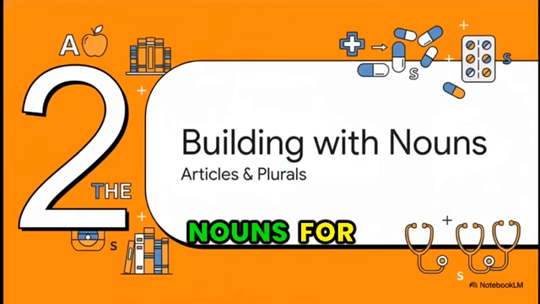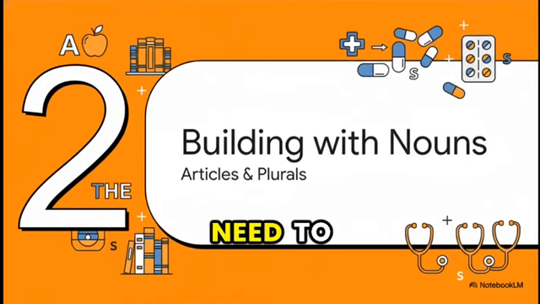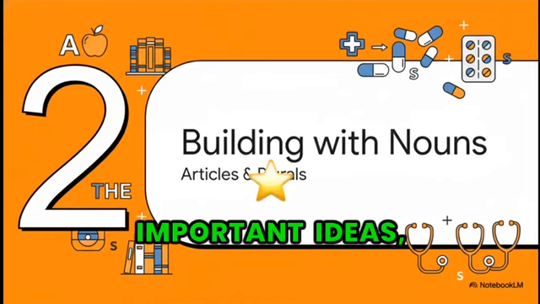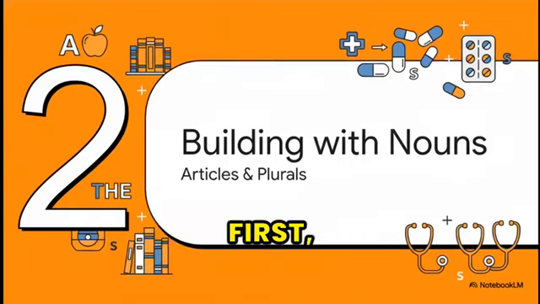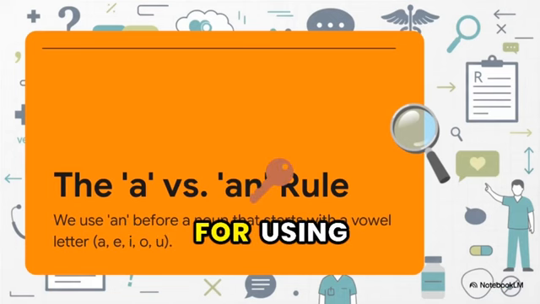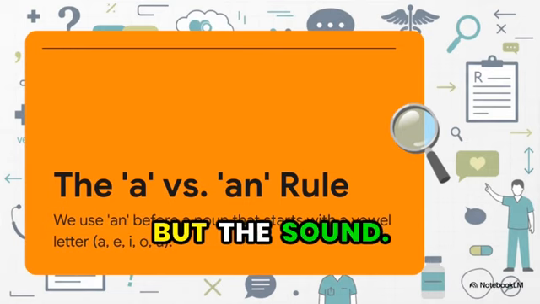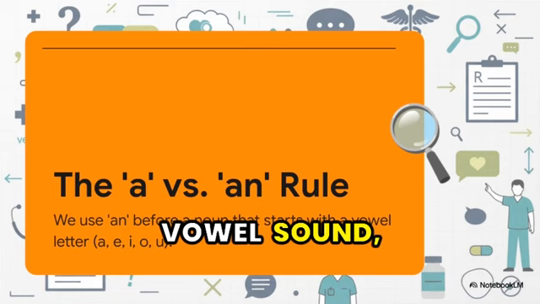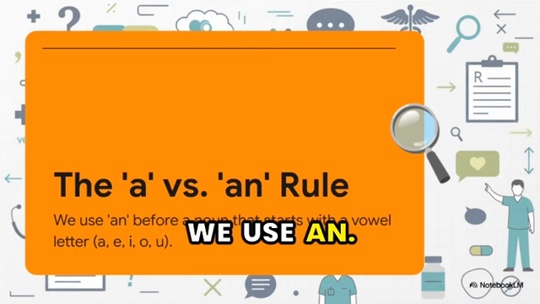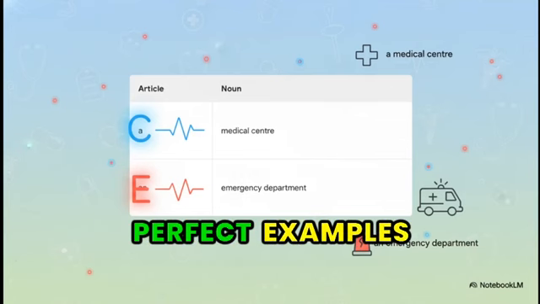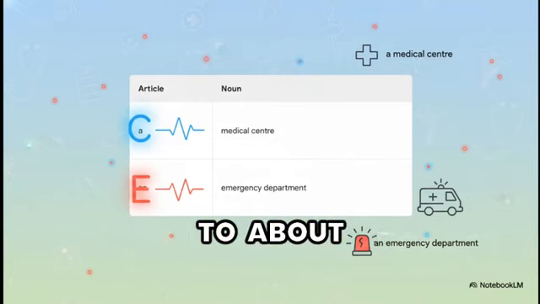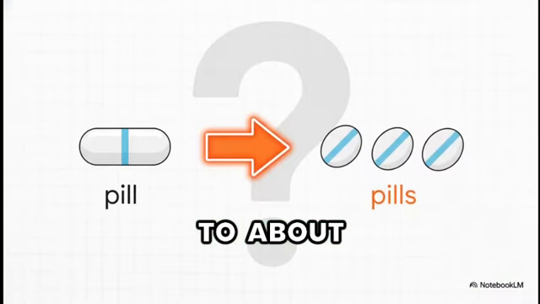Okay, let's zoom in on nouns for just a minute. To use them correctly, we really need to get a handle on two small but super important ideas, articles and plurals. First, let's talk articles. The rule for using a versus an is actually really simple. The key thing to remember isn't the letter itself, but the sound. If a noun starts with a vowel sound, A-E-I-O-U, we use an. And here are two perfect examples to show you what I mean. We say a medical center because medical starts with a consonant sound. But we say an emergency department because emergency starts with that E vowel sound. See? Simple.